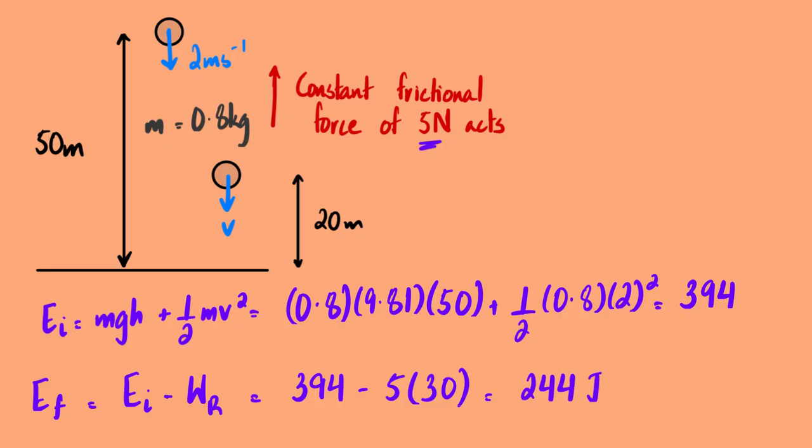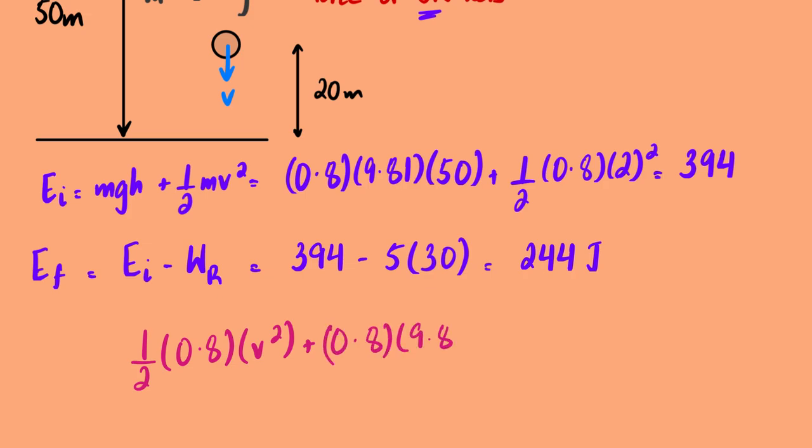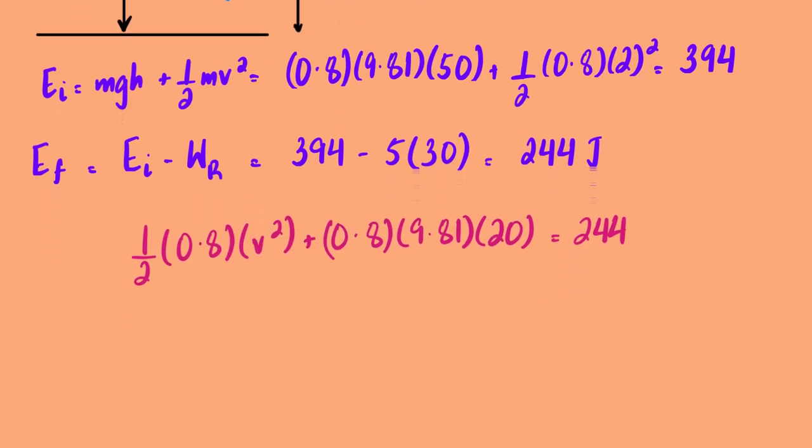All right. And now I know this is the value of the final energy, but again, that final energy is also not just kinetic, it's this potential plus this kinetic. So now I'll start setting up the expression for this. I'll say that half into 0.8 into v square plus the mgh, which is 0.8 into 9.81 into 20, must equal the 244. And from here on out, I just need to make v the subject of this equation.